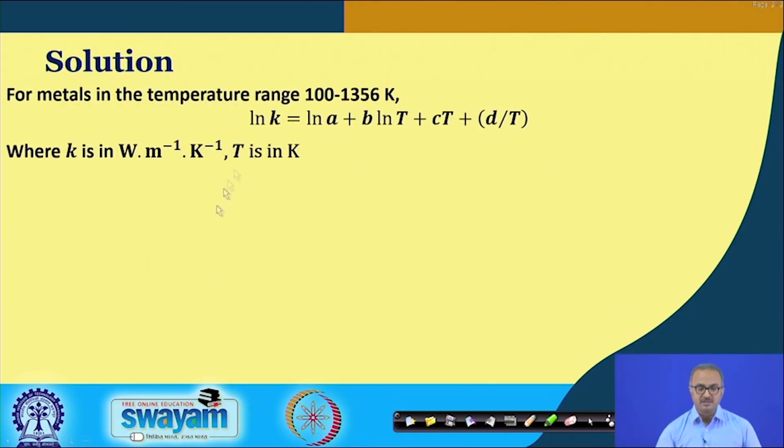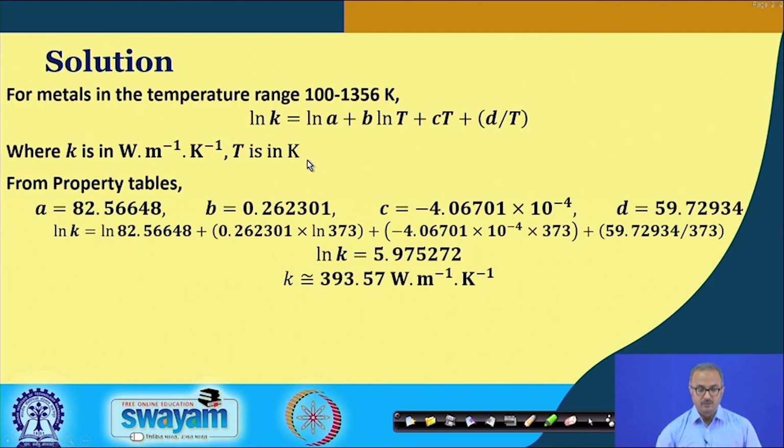So, this is the correlation for thermal conductivity, and you can see that it is not a polynomial, but it has some logarithmic terms in it. The conductivity will be in watt per meter per Kelvin and the T has to be in Kelvin. Now again from the particular reference given to you, you can find the values of A, B, C, D, and then you plug in the values of A, B, C, D and temperature here, and you get the value of the conductivity like this, about 394 watt per meter per Kelvin.